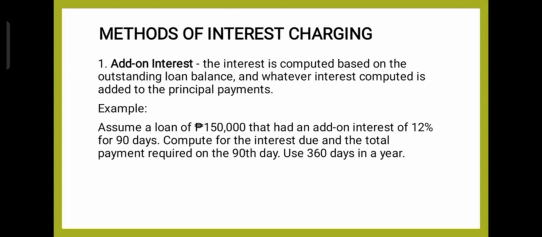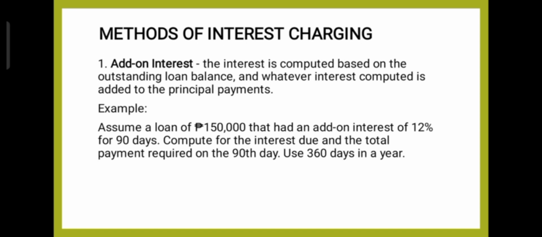Now, let's talk about methods of interest charging. Or pag-usapan natin kung paano makukuha yung interest. I think meron tong dalawa. Una is yung add-on interest. The interest is computed based on the outstanding loan balance, and whatever interest computed is added to the principal payments. So, yung add-on interest is kinocompute siya based kung sa magkano inutang mo, tapos kung magkano yung interest na na-compute is idadagdag siya sa inutang mo.